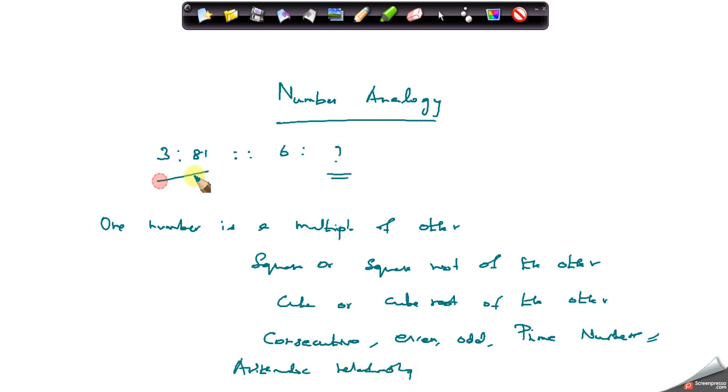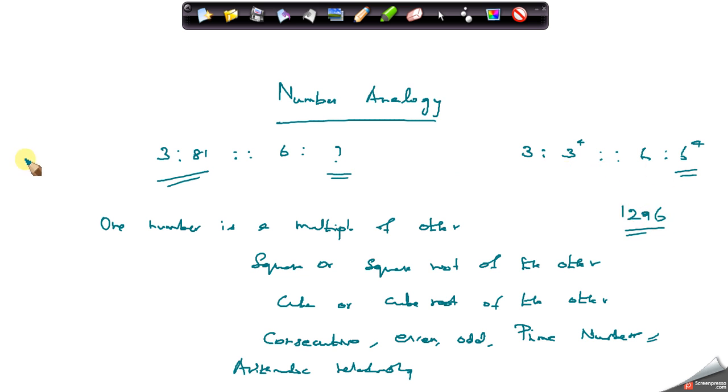In this case, what is the relationship? 3 to the power of 4 is 81. So 3 is to 3 to the power of 4 is given there. Therefore, the answer should be 6 is to 6 to the power of 4. What is 6 to the power of 4? It is 1296. We just found this out. So the answer for this particular question is 1296.